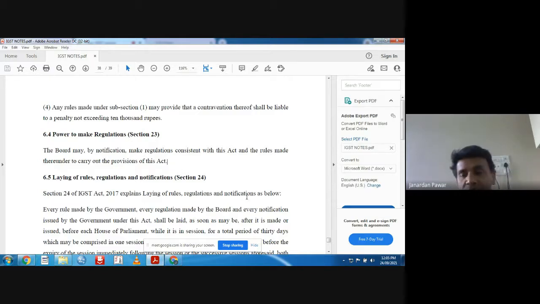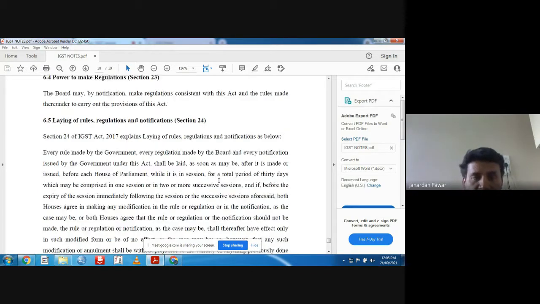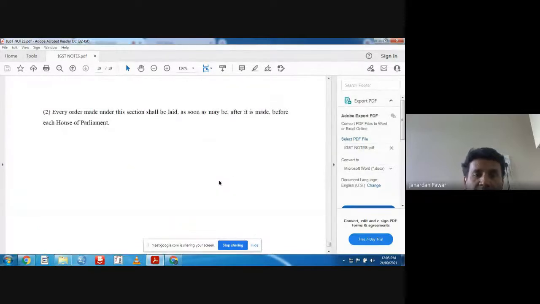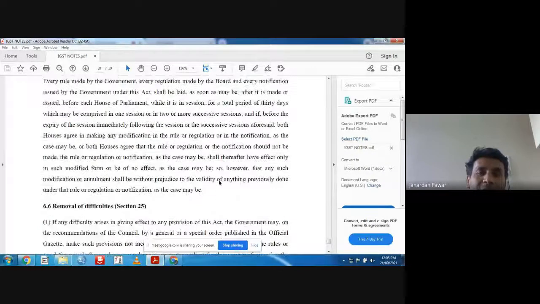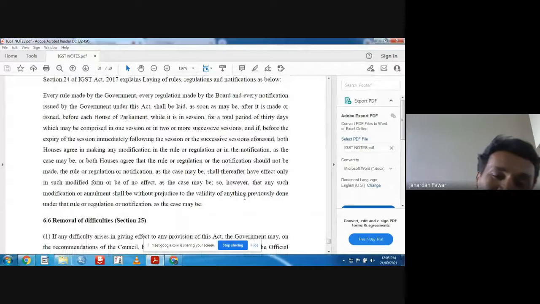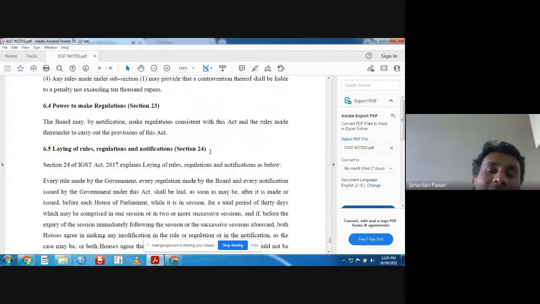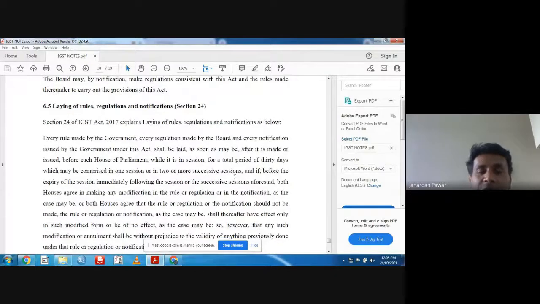Two more sections to go, section 24 and 25. I'm keeping these two sections for tomorrow's lecture. Most importantly, tomorrow I'm going to sum up and wind up, and at the same time I'm going to give you some guidelines for your examination. So be there, and we can definitely have a very good last lecture tomorrow.